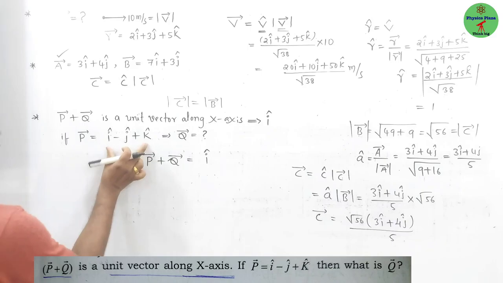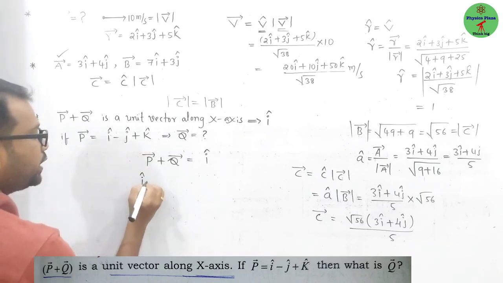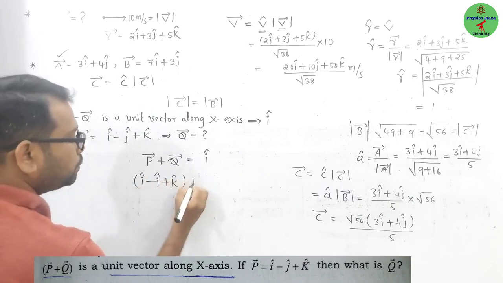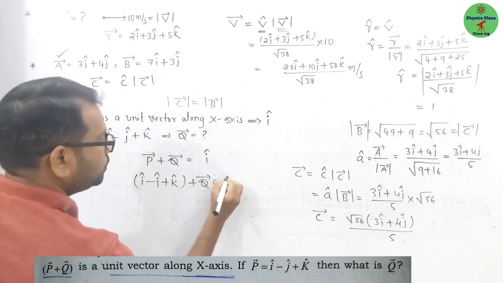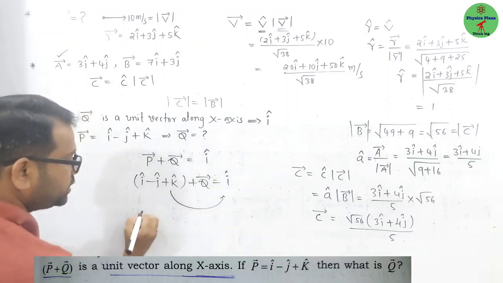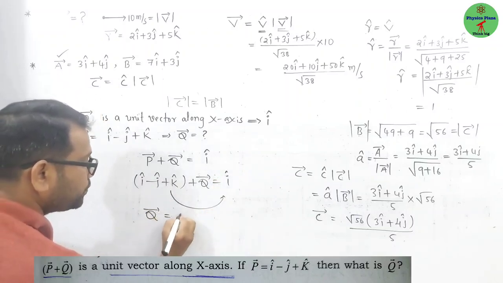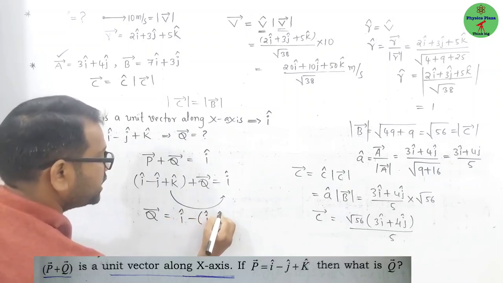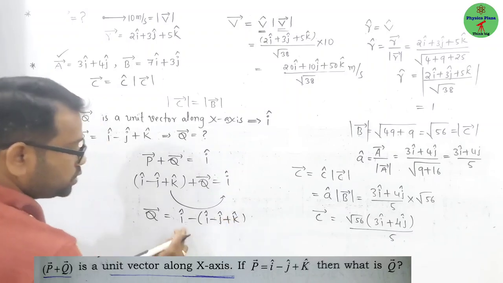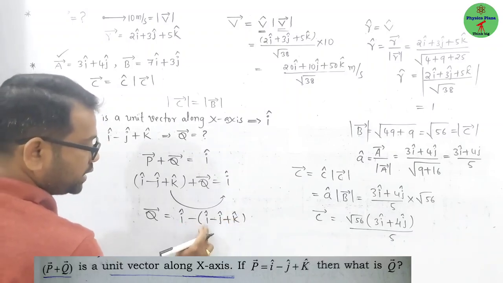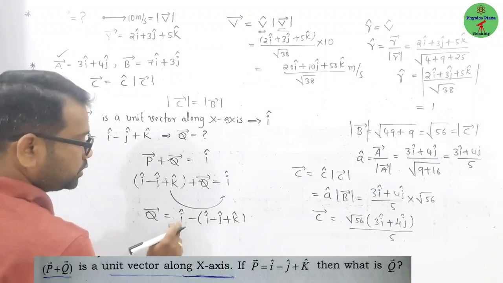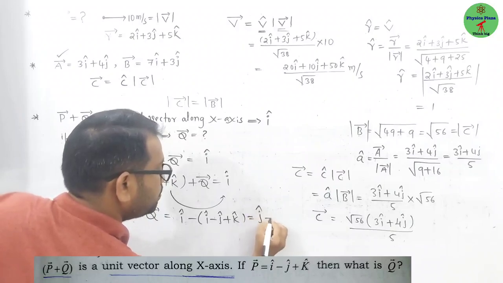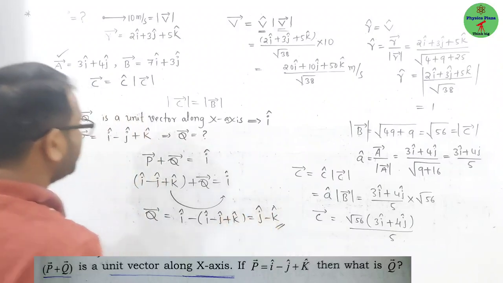Very simple. Substitute this in the place of p here, that is i cap minus j cap plus k cap plus q vector is equal to i cap. Take this to the right side, this is going to be q vector is equal to i cap minus of i cap minus j cap plus k cap. When you multiply with this entire thing, this will become minus i plus j minus k cap. So this i cap minus i cap will get cancelled. So the answer is going to be j cap minus k cap. So this is the vector q.